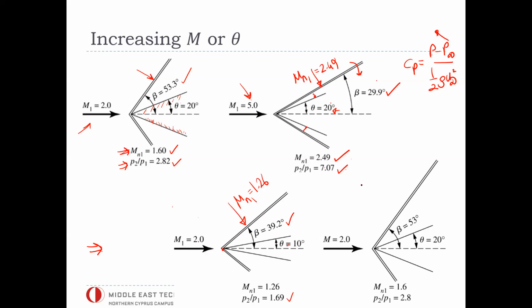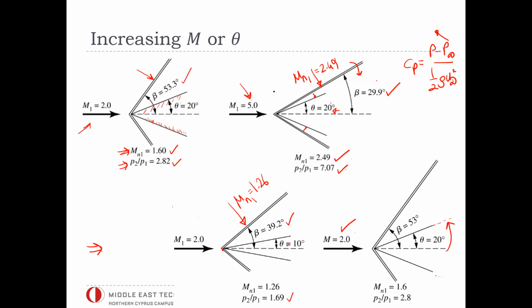Now the thing is, if we keep the Mach number the same, basically what we are changing is the angle theta. We are just changing the geometry. Somehow, let's say we have some transformable geometry, and we increase the angle 2 times. Instead of 10 degrees, we change it to 20 degrees, which automatically changed our beta angle to 53 degrees, which automatically changed our normal Mach number to 1.6.